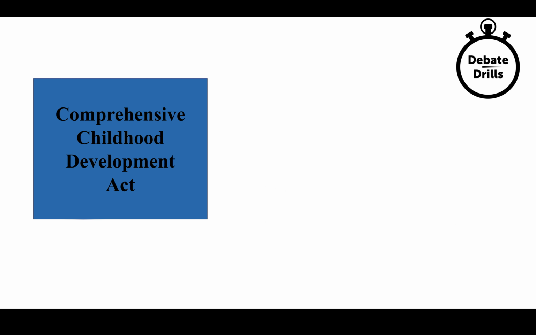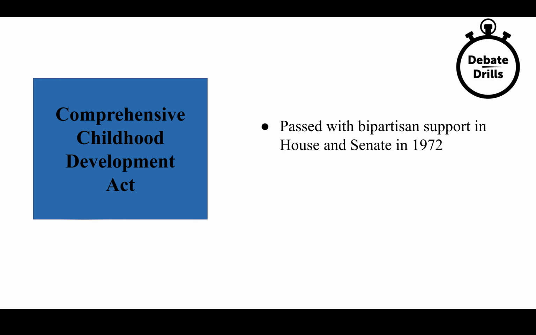There's also something called the Comprehensive Childhood Development Act. This passed with bipartisan support in the House and Senate in 1972. So sometime after World War II, and yet still quite a long time before present day, both the House and the Senate, both Democrats and Republicans, came together and decided that they wanted to provide more comprehensive protection and provision of child care.